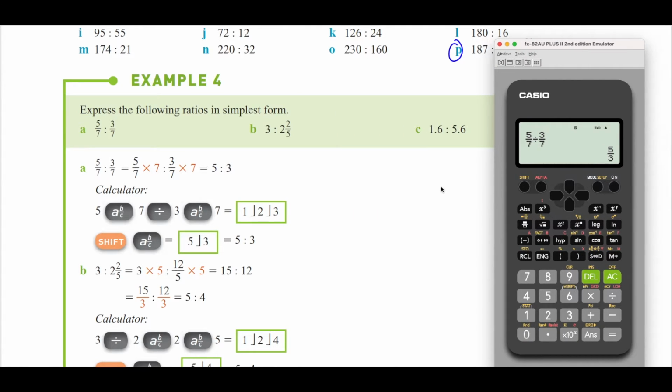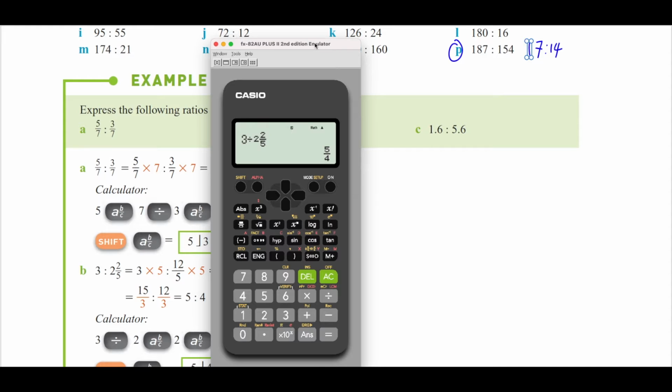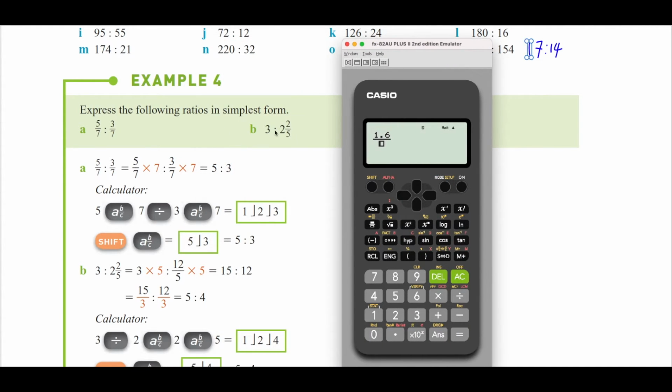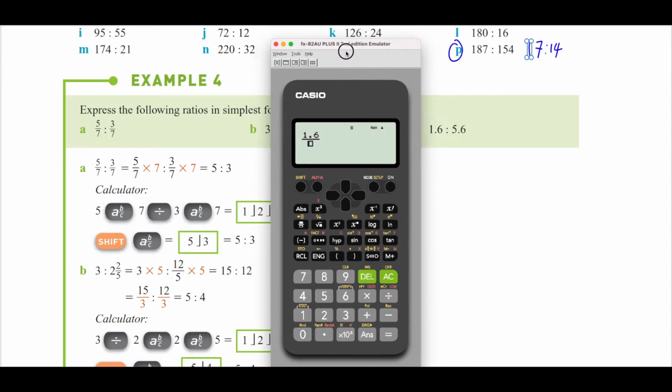Do the same here. 3 to 2 and 2/5. Make sure you type them in correctly. 3 divided by 2 and 2/5. 5 over 4. So the answer is 5 to 4. See? And the last one, 1.6 divided by 5.6. I mean, you can use a fraction for this as well. So don't use the fraction when you already have a fraction as one of the numbers, because then it will just look a bit confusing.